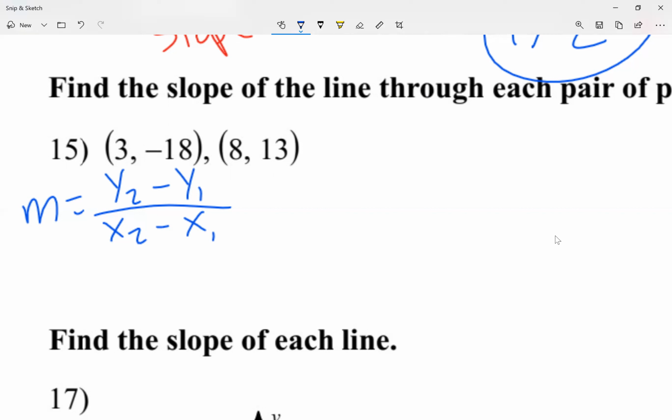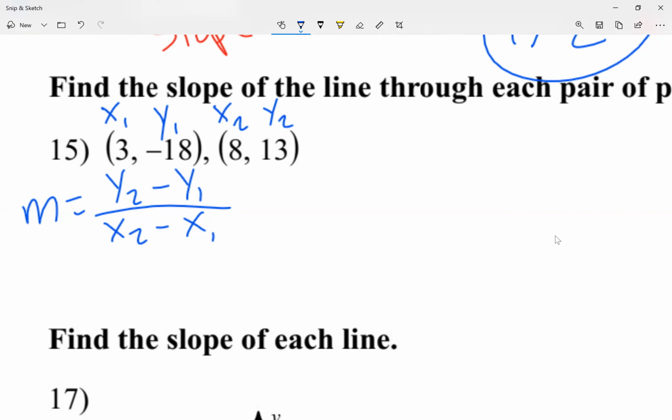In reality, if we label our points, my first point, let me call it x1, y1. What that means is the x of the first point and the y of the first point. That's what the little one means. My second point, let me call it x2, y2. Again, the x of the second point and the y of the second point. If I had a third point, I would call it x3, y3. That's simple. So for our formula, we have to go the second y minus the first y.